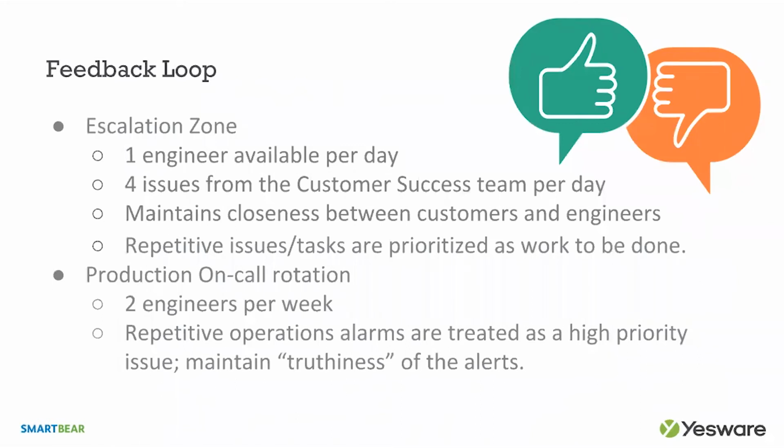The other way we're involved in production customer feedback is through an on-call rotation. Since we have no dedicated DevOps team, all engineers are expected to be on call. We're on call maybe once every month and a half to 2 months. There are 2 engineers on call per week, and anything repetitive automatically becomes a high priority issue. This helps us maintain the truthiness of the alerts. It also has the benefit of exposing all engineers on the team to pieces of the system that put an application together beyond their own code.